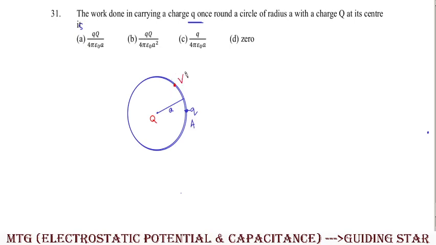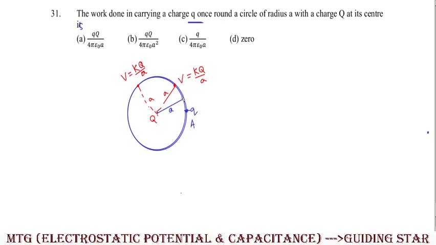At this particular location, what is the potential? Potential will be V, and that will be KQ by A. What will be the potential at this particular location? It will be simply KQ by A. Clear? Because this location is situated at a distance of A. That location is also situated at a distance of A. That means any location which is situated at a distance of A, that means the radius, at that location the potential will be the same.